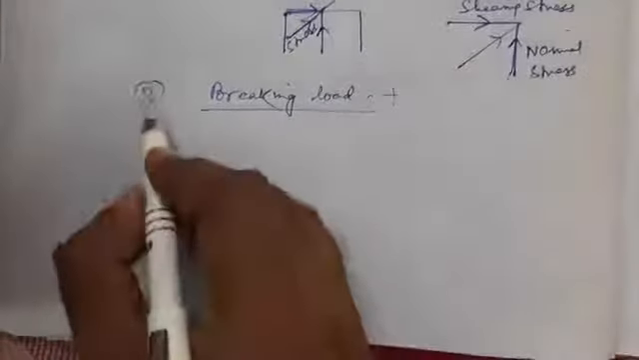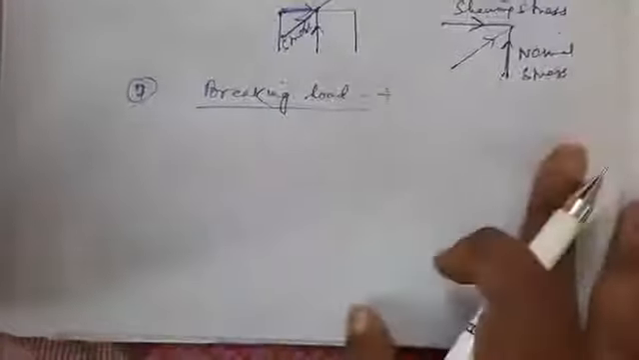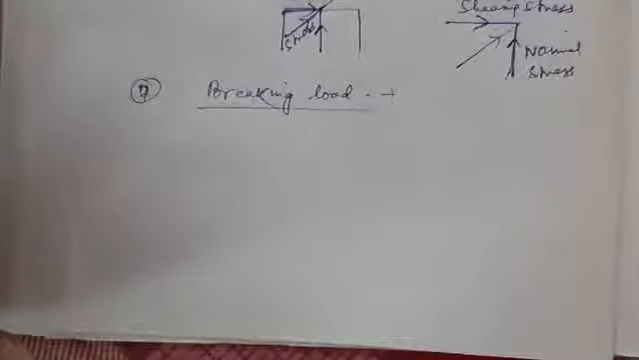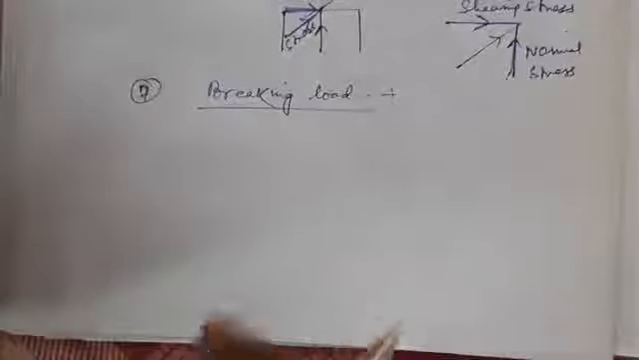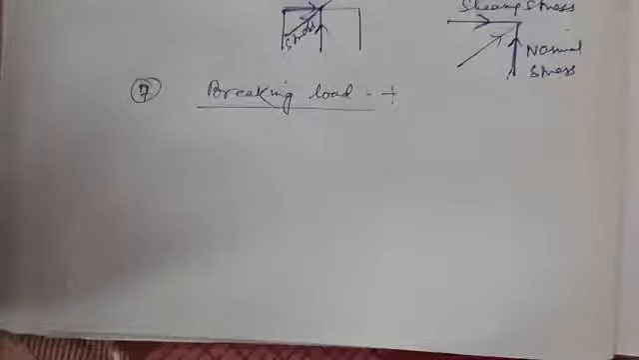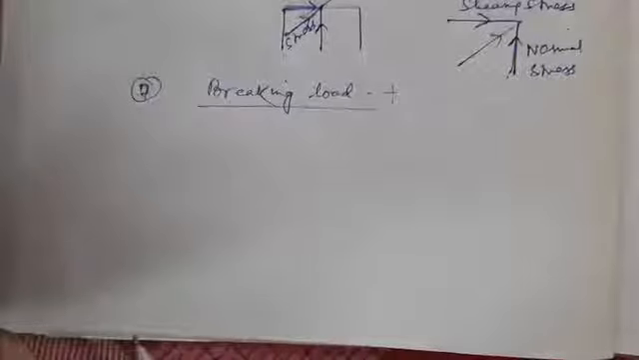Point number 7 is breaking load. Now what do we mean by breaking load? When an external force exceeds the elastic limit, then a strained body cannot return to its original size or shape even after the deforming force is withdrawn. In such a case, the body gets permanently deformed.